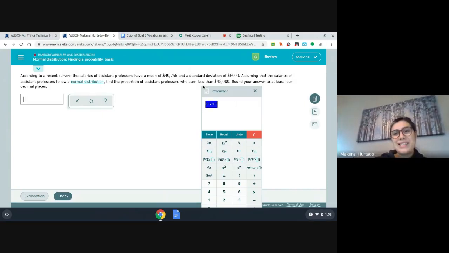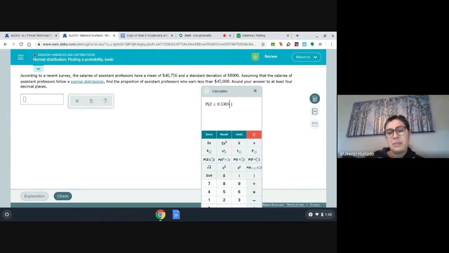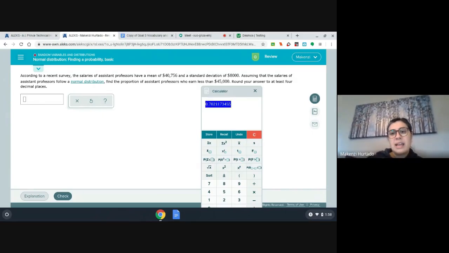And this one says less than 45,000. So that is what my P says. So I'm just going to click it. And it automatically puts the number in the problem, equals. And it says round to at least 4 decimal places, which would be 0.7021.